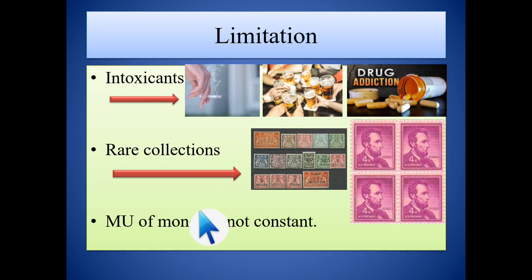The last one is that the marginal utility of money is not constant. As I have already mentioned in my previous video, for poor people it will be more, but for rich people it will be less. So basically it depends upon one's frame of mind. So this is all about LDMU: the definition, assumptions, schedule, graphical explanations and limitations.